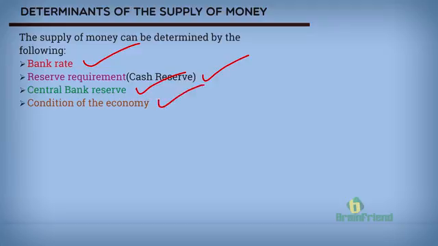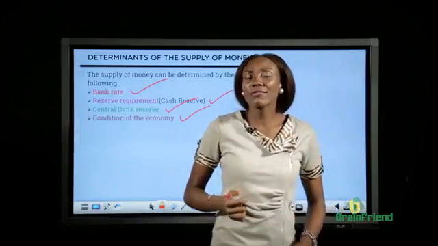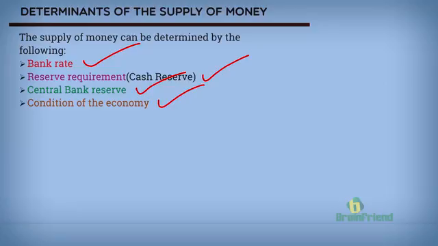Then the condition of the economy. How is the economy? If there is a crisis in the economy, if the economy is faced with disaster, for instance, an earthquake, the central bank will have to increase the supply of money to meet up with the situation.